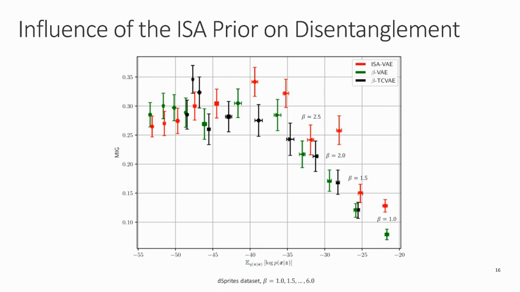In this plot, the MIG score is plotted along the vertical axis, and a higher score means a better disentanglement of the representation. Along the horizontal axis, we plot the reconstruction quality of the model, where the reconstruction quality of a model increases from left to right. Because the modified ELBO objective of beta-VAE and beta-TC-VAE lead to a trade-off between disentanglement and reconstruction quality, a lower beta value usually leads to a better reconstruction quality.